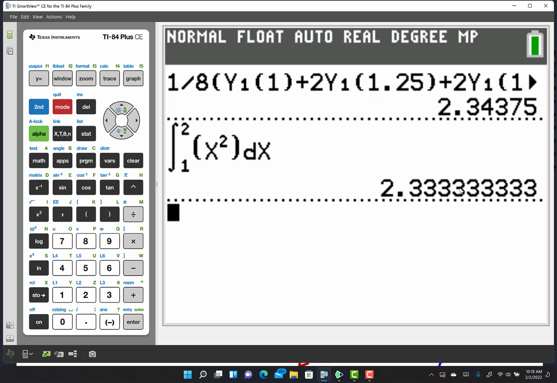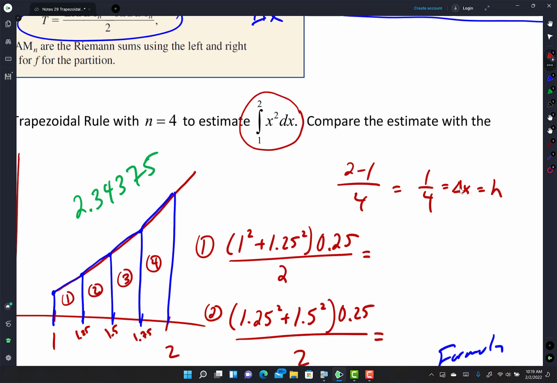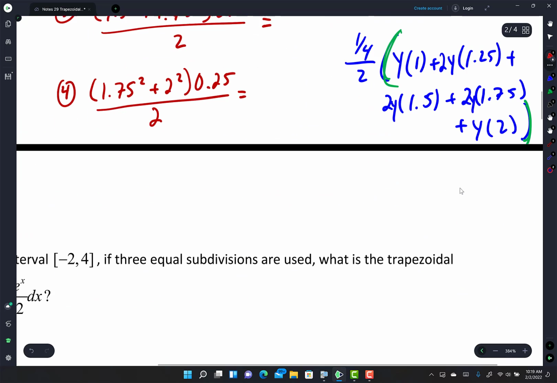By the way, just because you learned that new trick with the calculator, don't be using it right now, guys. We're not professionals yet. Okay, let's go to the next one.